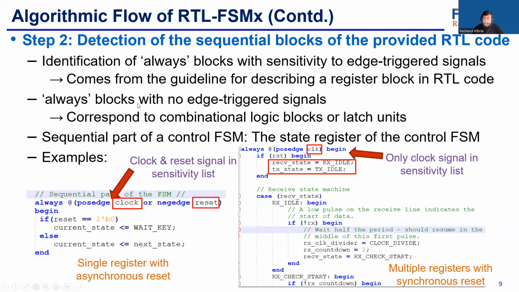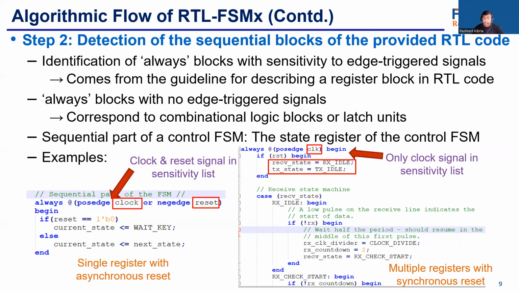In the second step, we detect the sequential blocks of the provided RTL code. Identifying always blocks with sensitivity to edge-trigger signals is how we find register blocks in an RTL code. It comes from the guideline or template for describing a certain register in HDL code. Always blocks which do not have any edge-trigger signal correspond to combinational logic blocks or latch units, so they are discarded by RTL-FSMx. The sequential part of a control FSM is also known as the state register of the control FSM.